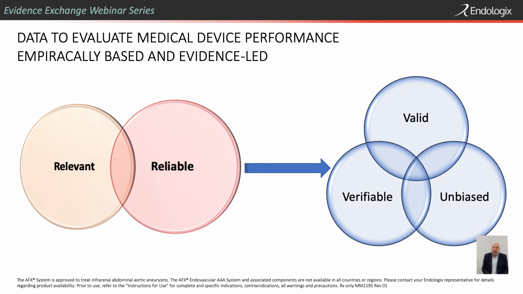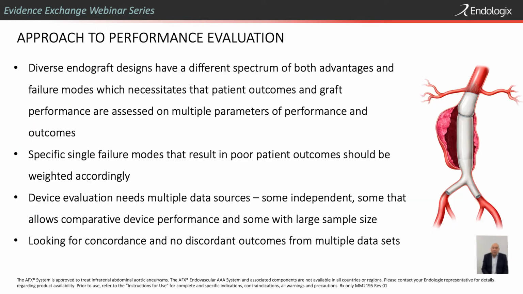And if you think about what evidence one needs to look at graft performance, those data really have to be relevant and they have to be reliable. And the constituents of reliability for me are that the data sets have to be valid, they have to be verifiable, and certainly they have to be unbiased. So how do you go about evaluating device performance?